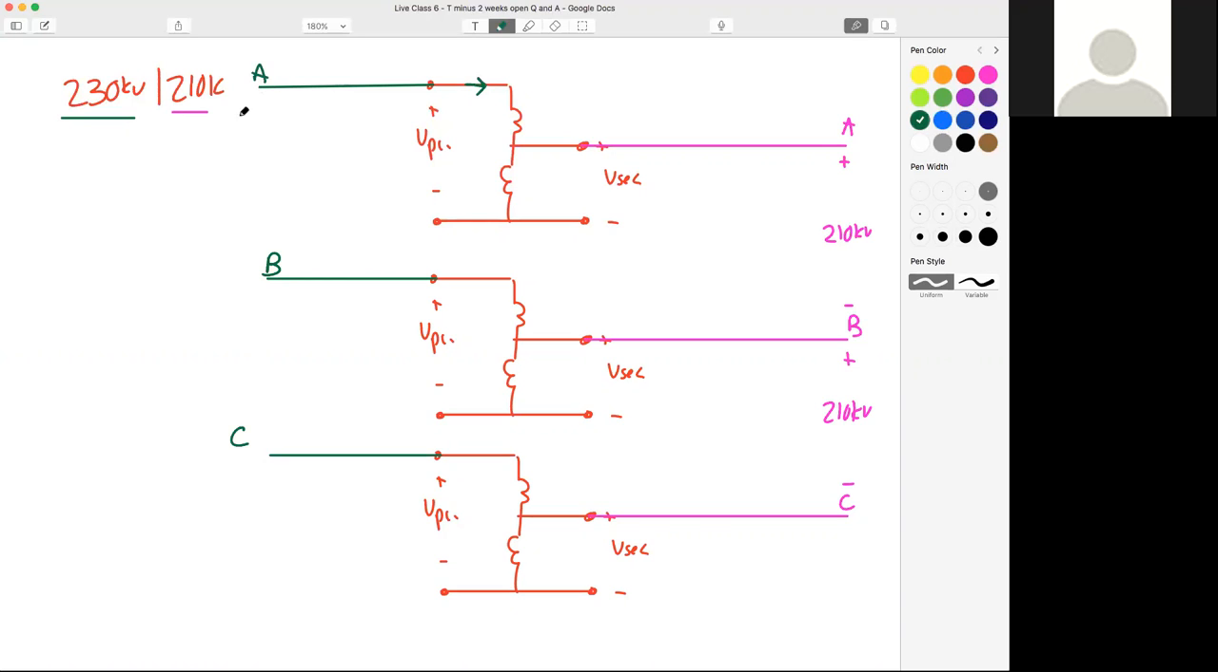Likewise, on my primary side, I know that my magnitude of my voltage from A to B, my line voltage, is 230 kV. Right? Everyone good with this so far?